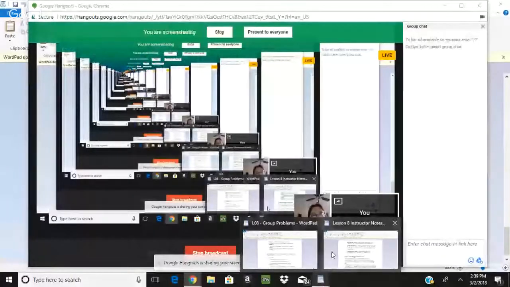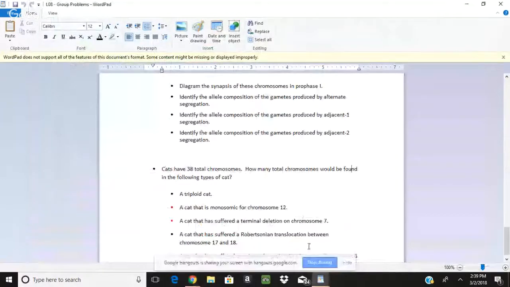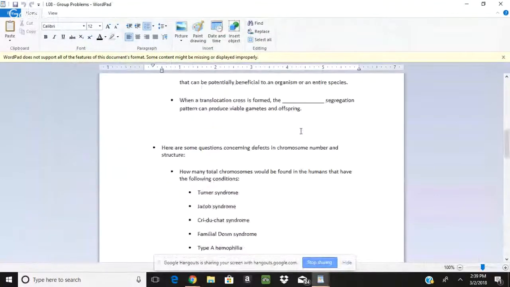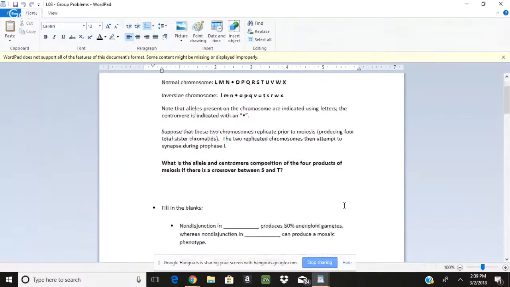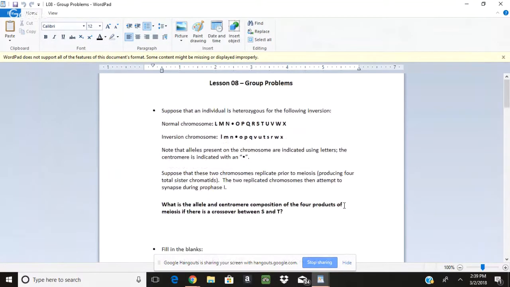Okay, so for number 1, it's asking about the allele composition of the 4 products of meiosis between these 2 chromosomes. So these chromosomes have been replicated, and so only one of their sister chromatids from each of them is going to be crossing over. So 2 of the gametes are going to just be normal. They didn't undergo crossing over.